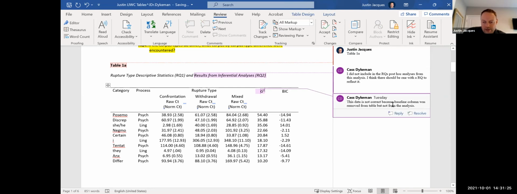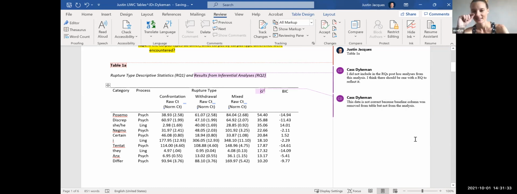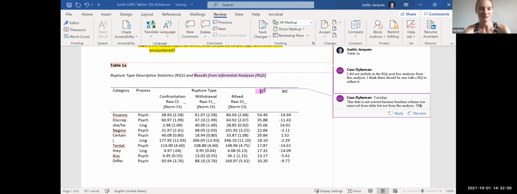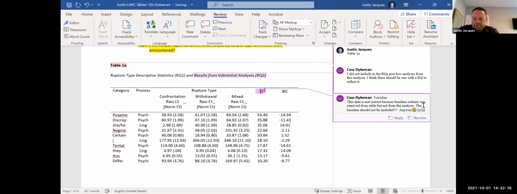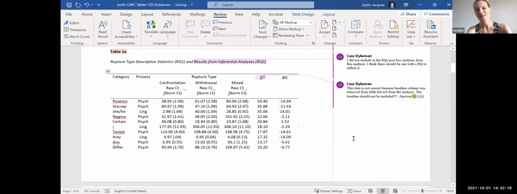You see his comment here: this data is not correct because the baseline column was removed from the table, but not from the analysis. Do you know what that means? Okay. I think Dr. Dykman is also confused about which, so I don't think we included the baseline in this one. So it shouldn't be in there anyway. My understanding of the original research that I did for you, however many months ago, is that we did not have a baseline corpus and therefore we could not have included it in the analysis. That is correct. So Dr. Dykman might have assumed that this test included a baseline and it should not be removed.